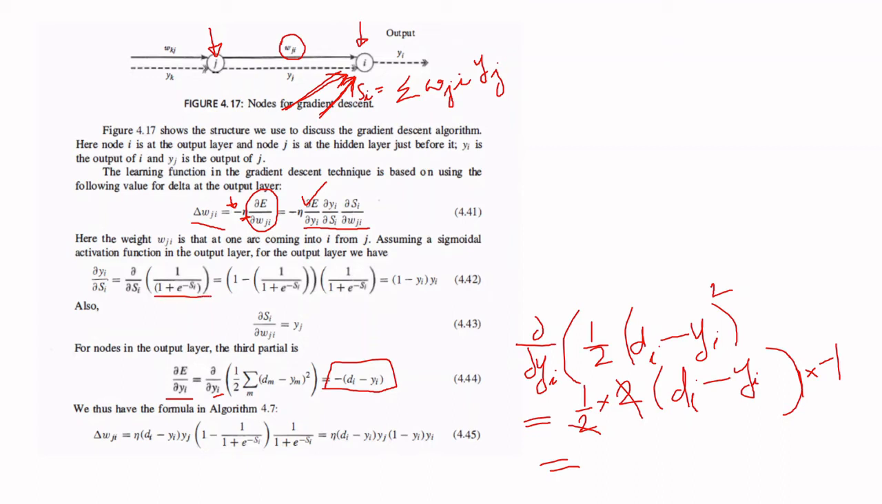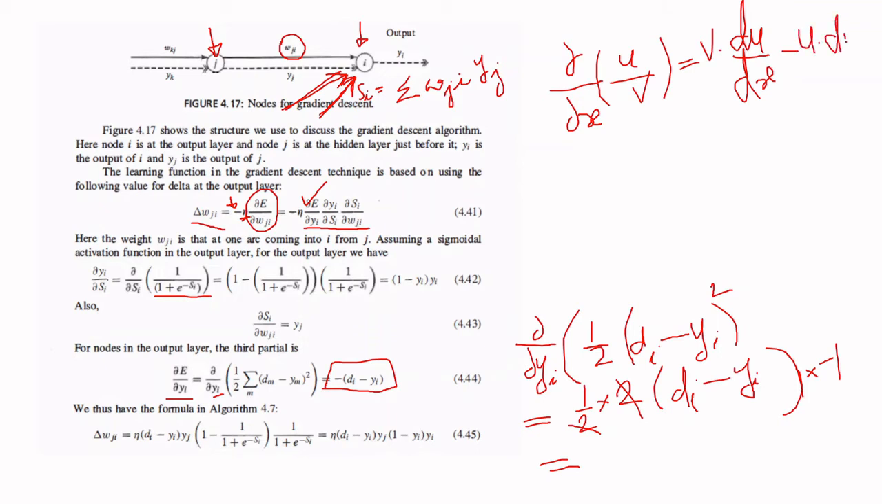Now to take a derivative of this, you can consider this as something similar to when you take the derivative ∂/∂x of some u by v. How we take the derivative is: v into du by dx, minus u into dv by dx, divided by v squared. Okay. This is what you do.